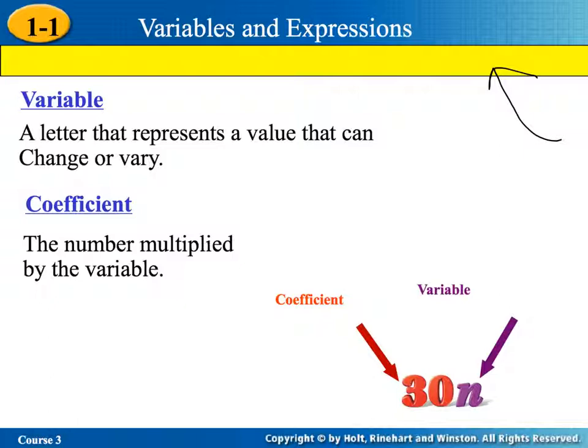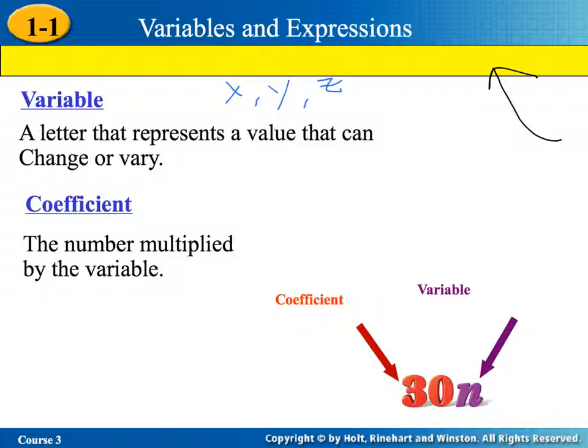A variable is a letter that represents a value that can change or vary. You might see variables all over math. You may be dealing with x's or y's or even z's. You may see an n, an a, a b. Anytime you see a letter, it is known as a variable in math. You're going to be seeing these different variables all throughout this lesson and all throughout the year.